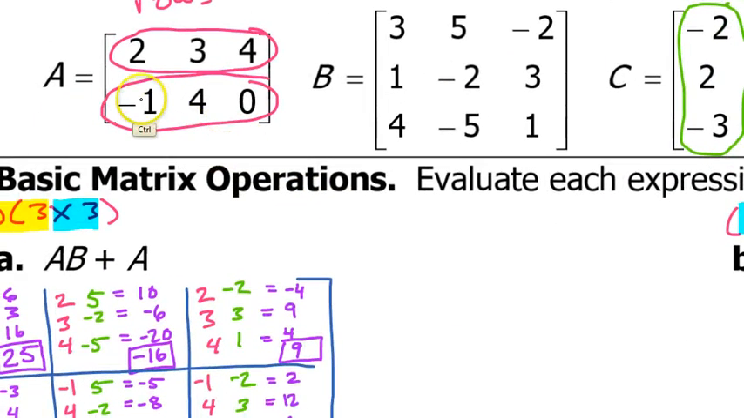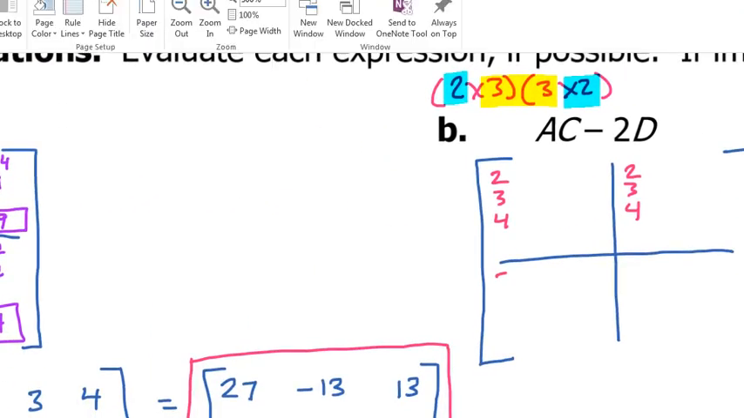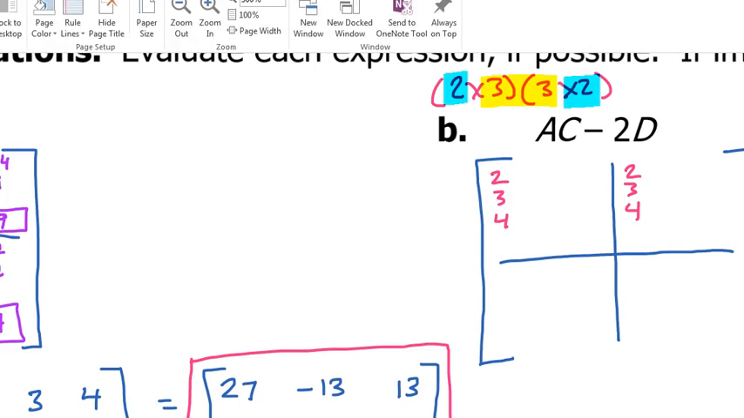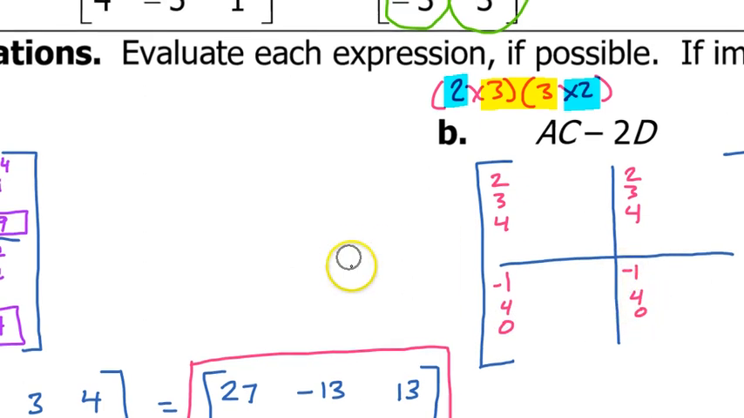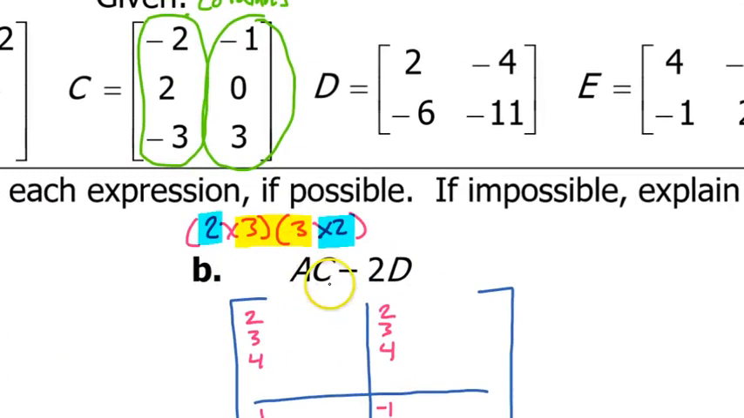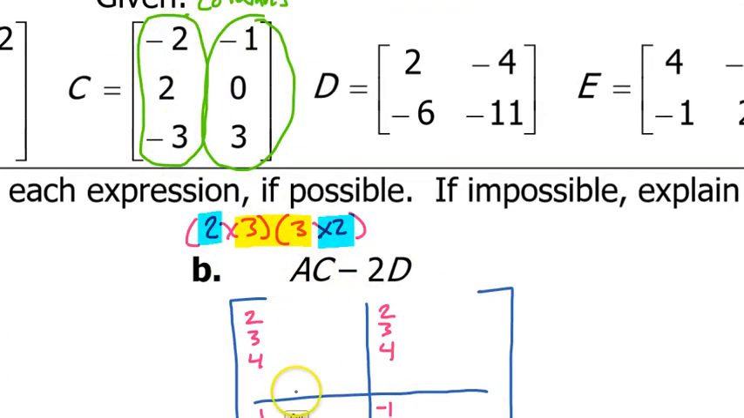Now row 2 is negative 1, 4, 0. So row 2 goes in row 2. So negative 1, 4, 0. Now it's time for the columns. Column 1 goes in column 1. So negative 2, positive 2, negative 3.